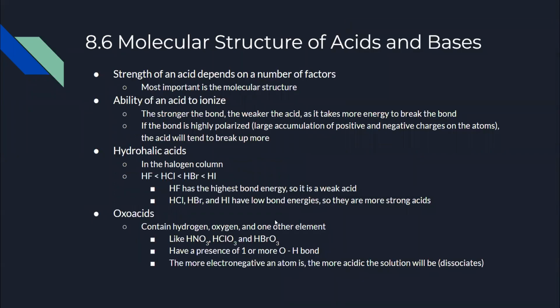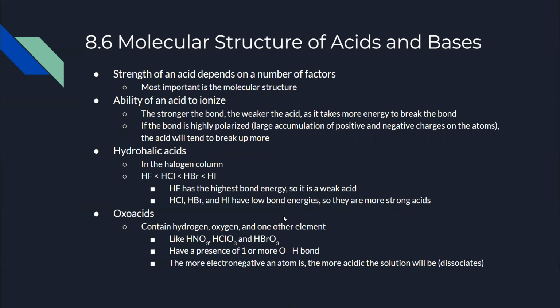8.6, molecular structure of acids and bases. The strength of an acid depends on a number of factors, the most important of which is the molecular structure, so the ability of an acid to ionize. The stronger the bond, the weaker the acid, and it takes more energy to break the bond. And if the bond is highly polarized, which is a large accumulation of positive and negative charges on the atoms, the acid will tend to break up more.